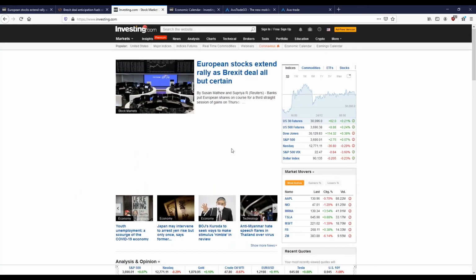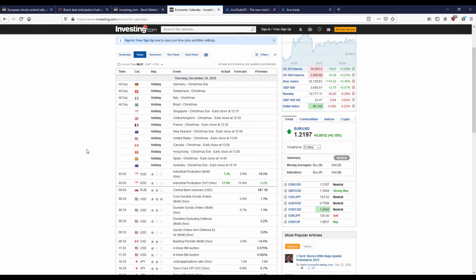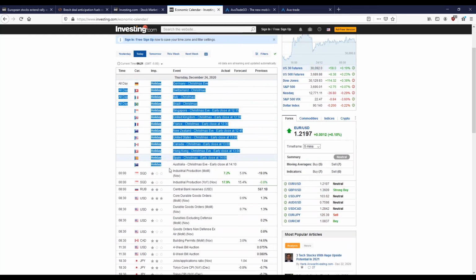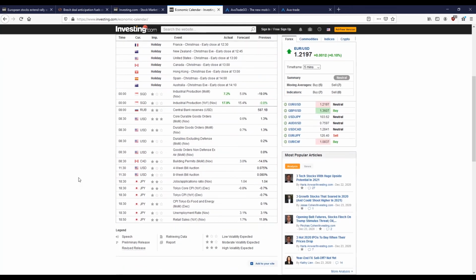Another headline, European stocks extend rally as Brexit deal all but certain. Okay, those are all positive news headlines. Economic calendar, you see it's a holiday in a lot of places. Okay, a bank holiday in a lot of places around the world. And then tomorrow, for sure, even more bank holidays.